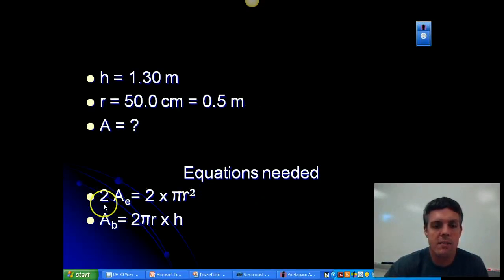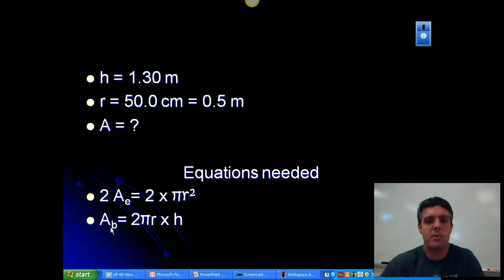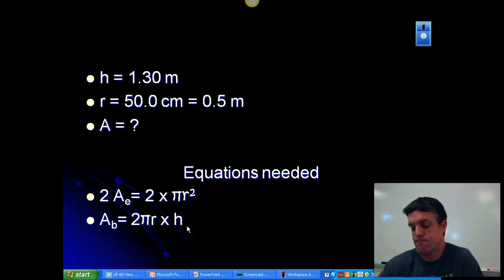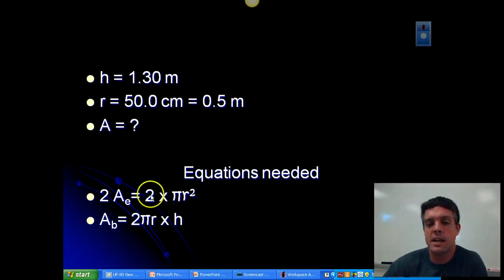We've got the area of the ends, and then we've got the area of the base. That's the wrapped portion. So this is how you calculate area of a rectangle, and this is how you calculate the area of a circle. Okay, so you're going to do the circle twice, so that's why it's 2 times.